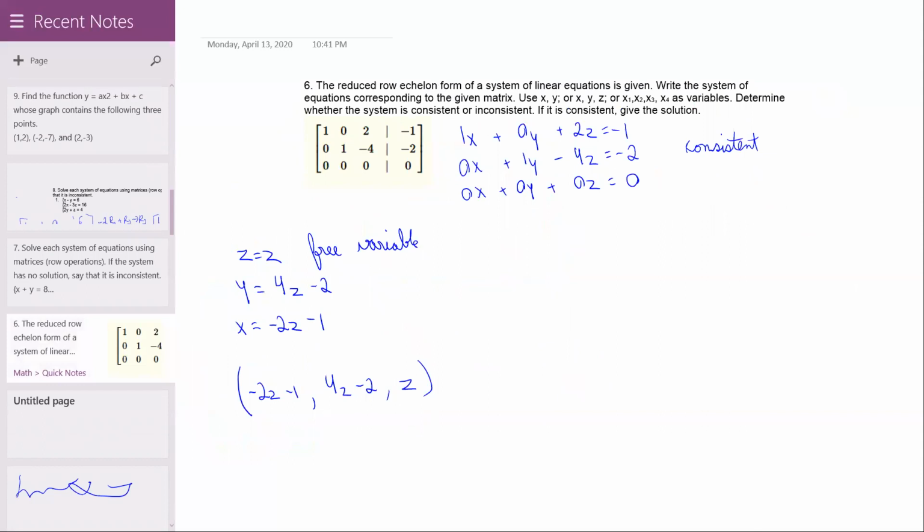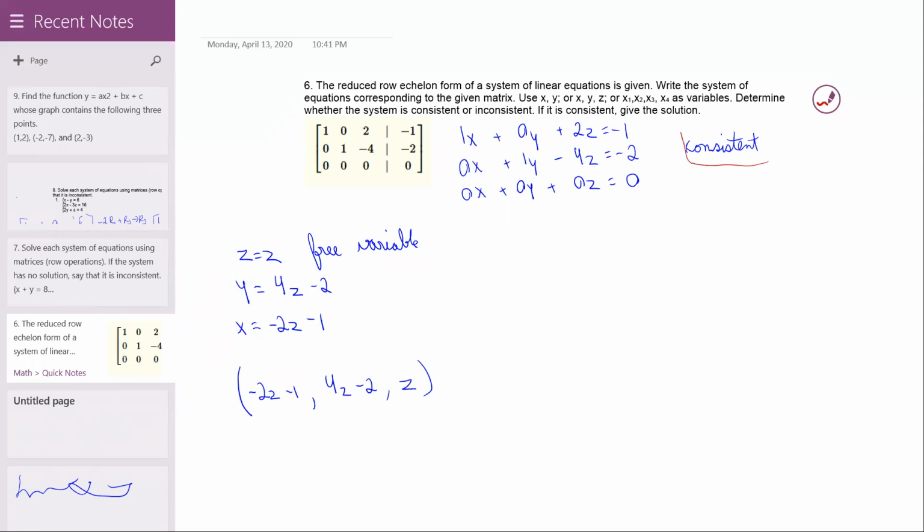Go to problem 6. Now this is giving you the reduced row echelon form, which is the most reduced a matrix can be. And it's asking you to write the equations and then determine if it's consistent or inconsistent. And if it's consistent, give the solution. So just writing the equations, we have 1x plus 0y plus 2z equals -1. 0x plus 1y minus 4z equals -2. And 0x plus 0y plus 0z equals 0.